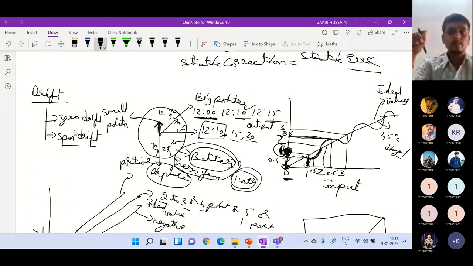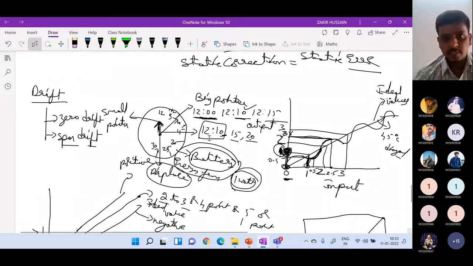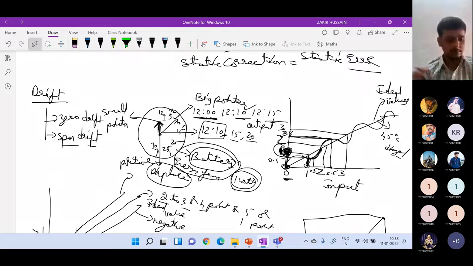We need to correct that using the pointer. For example, if it is at 12 o'clock and it is showing 12:10, this big pointer needs to be shifted back. But at another moment of time, it will once again deviate from its ideal point in time. So that means, so usually for this, an example of zero drift is a speedometer.